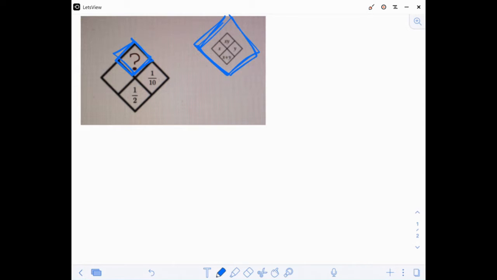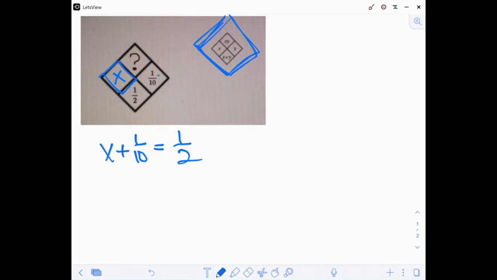Before we get there, we need to multiply this times this to get that. Well, we don't have enough information. So how do we get this diamond? Let's work on this first. Well, that's going to be the sum of these two diamonds. So whatever this is, let's just call it x. X plus 1/10 has got to equal 1/2. We get that from the pattern up in the top. I outlined it in blue.